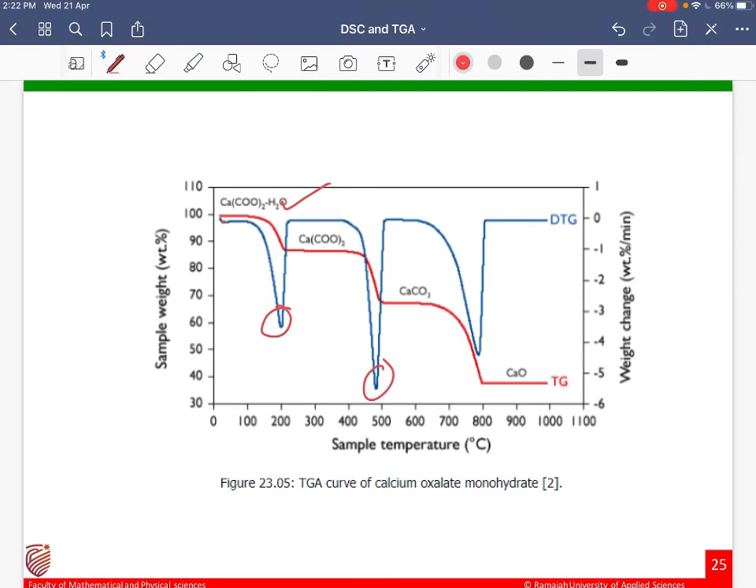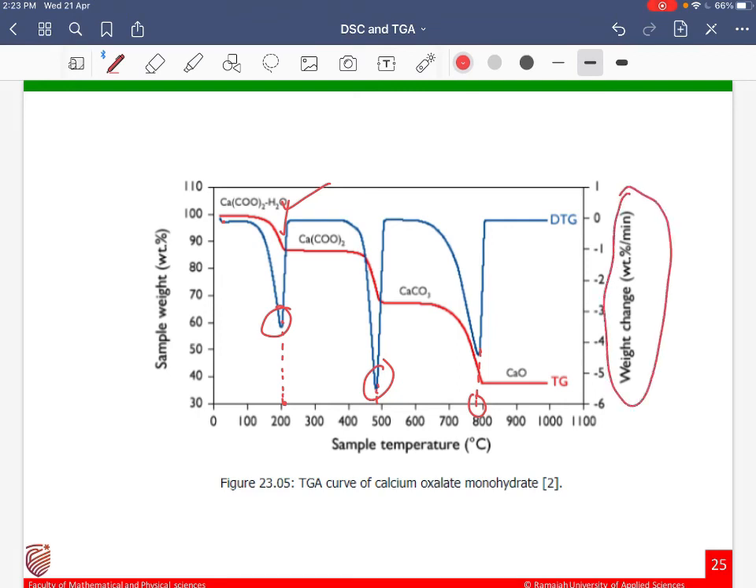The derivative thermogram has distinct peaks. From a peak, if you draw a line to the x-axis, it will meet the x-axis at a particular temperature. That is the temperature where the maximum degradation happens in the first stage. Similarly, I can calculate the maximum degradation temperature for the second degradation, and also for the third stage of degradation. So all this information I will get if I take a derivative thermogram.